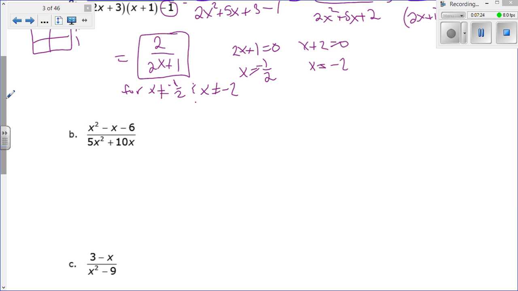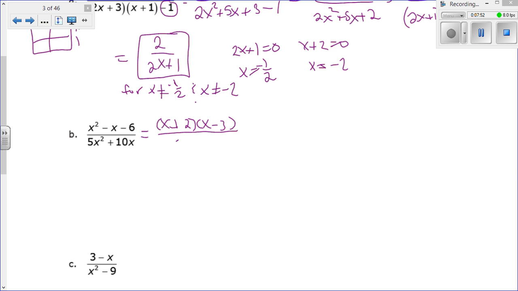For letter B, I don't have anything special going on other than the fact that I need to factor. I have to look for factors of 6 that subtract to give me 1. My factors of 6 that subtract to give me 1 are 2 and 3. The larger number takes the sign in the middle, so it's x minus 3 times x plus 2, over 5x squared plus 10x.